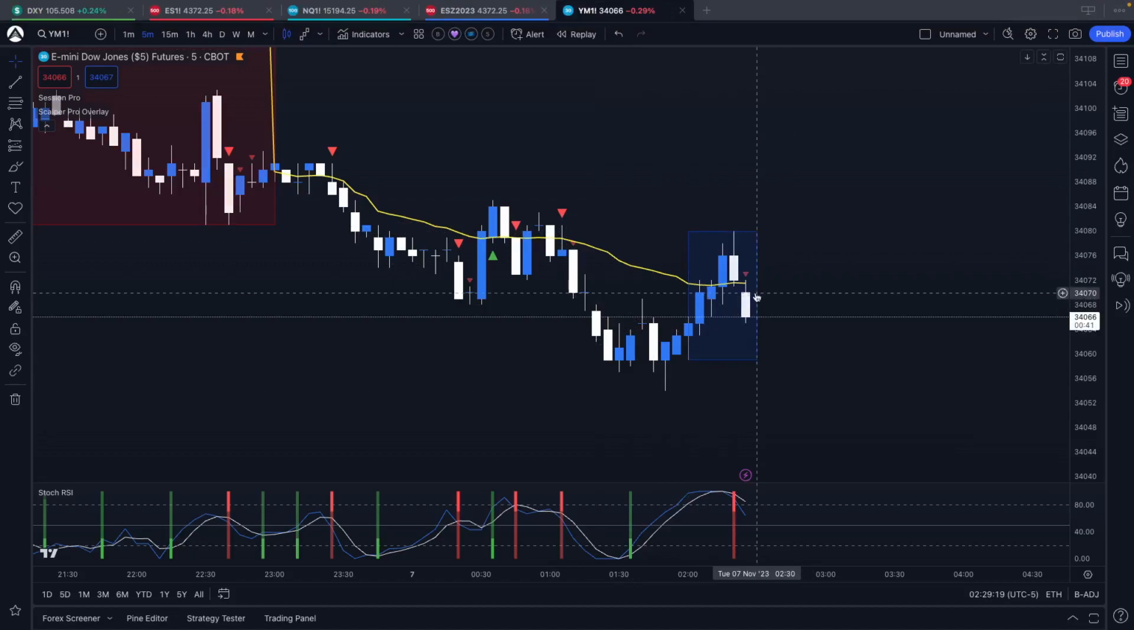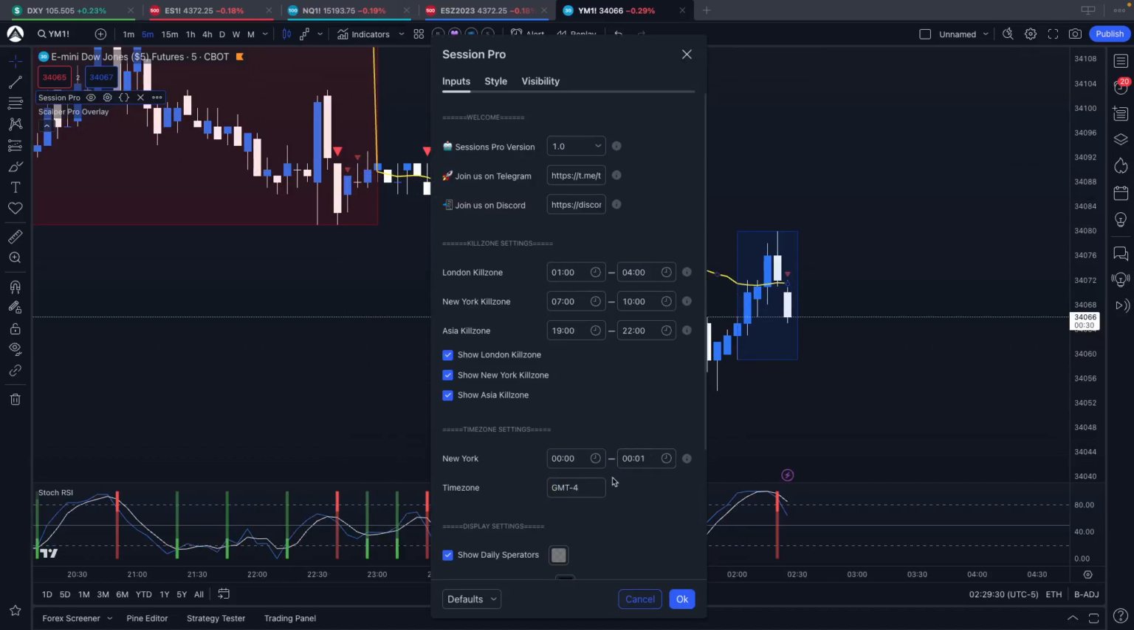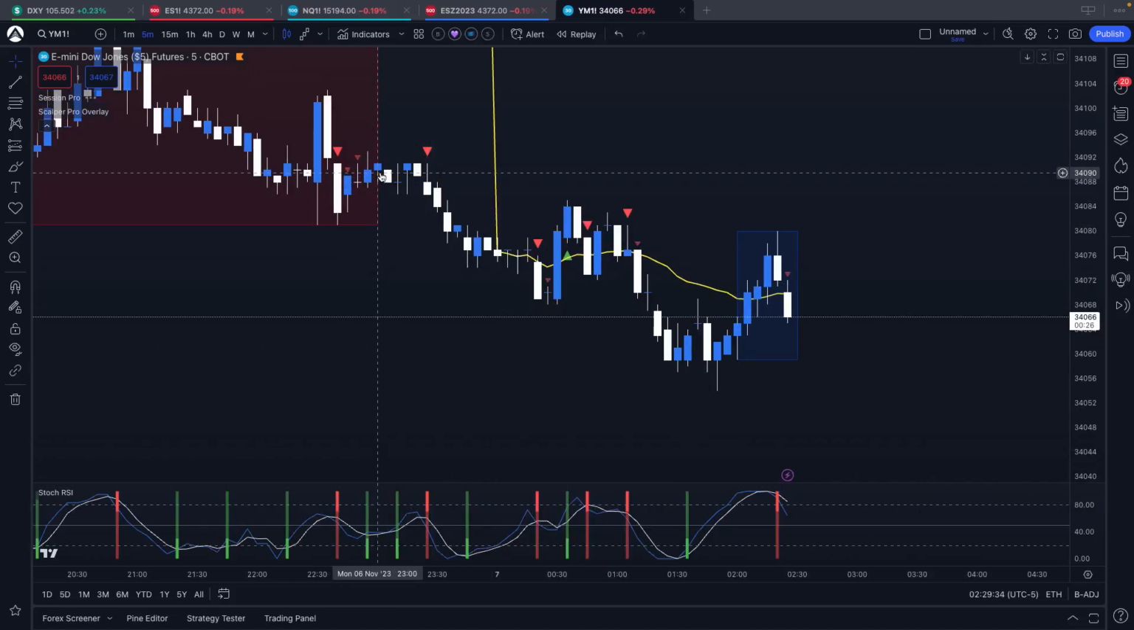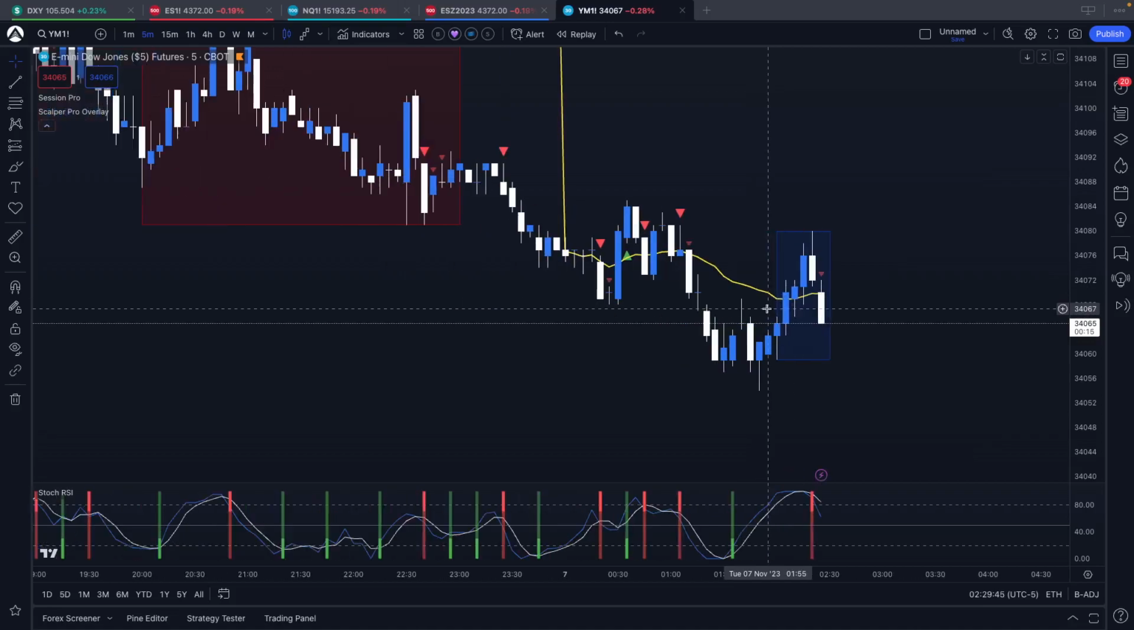YM is giving a secondary short signal. We crossed over bearishly on the stochastic RSI on this candle. But unfortunately, no. I still got my settings wrong. GMT minus 5. Okay, anyway, I thought that I missed the entry here, but it's all good. I don't take these secondary entries, even if they line up with the market structure.